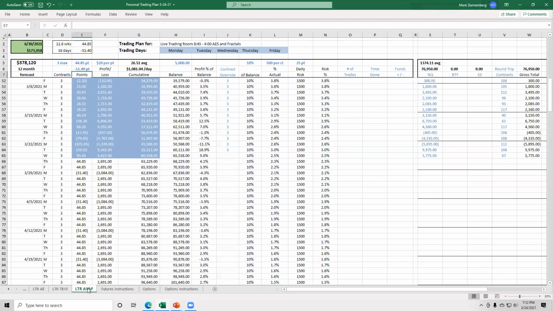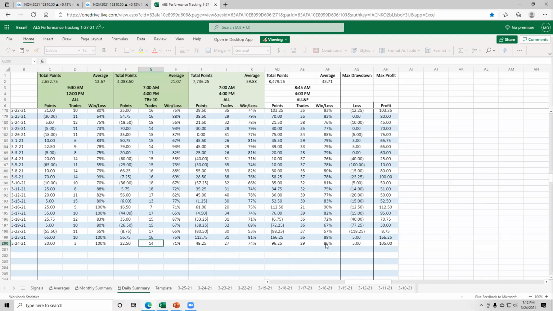And then in the last category, which is the 8:45 to 4, we did $5,775 and 87 contracts. And of course, that's because we had 96.25 points of profit today, and we did 29 trades. So that's 96.25 points times $20 a point, and 3 contracts that we have scaled up to in that category also. This category just started on January 4th of this year, so it's a newer category for us.